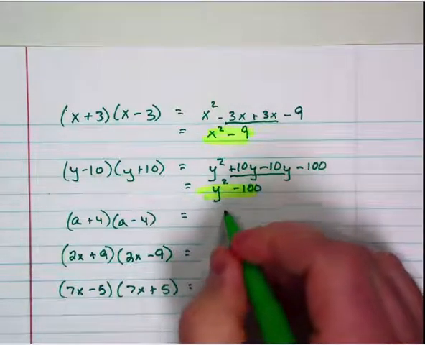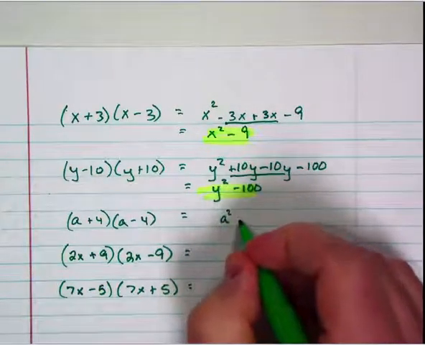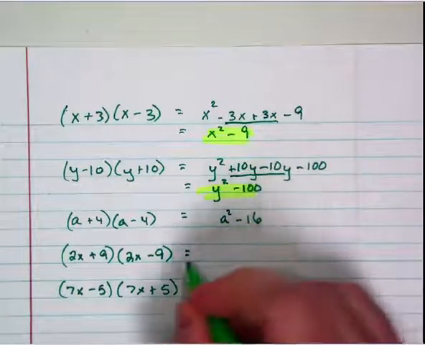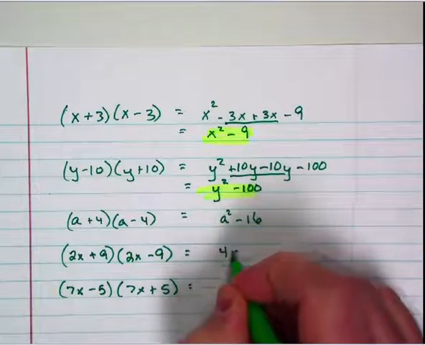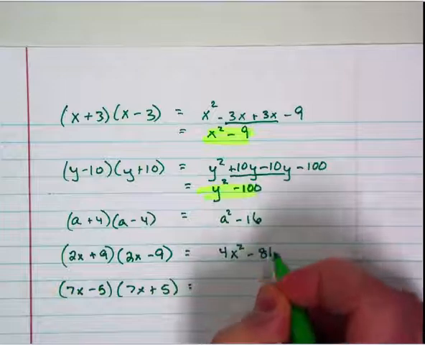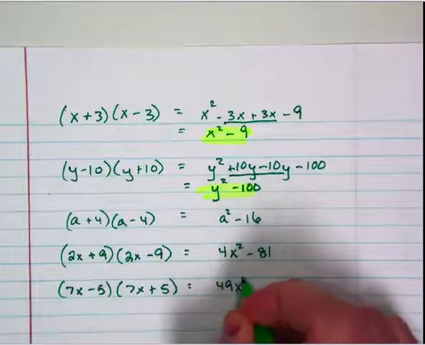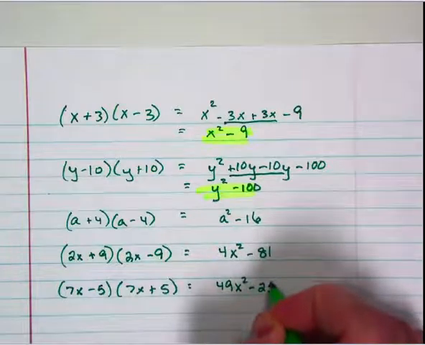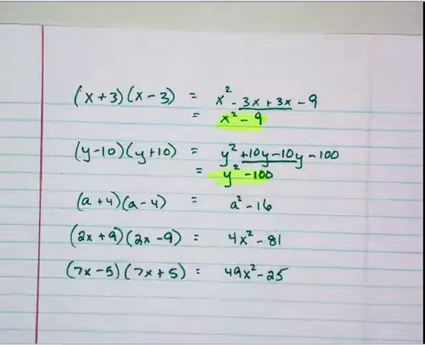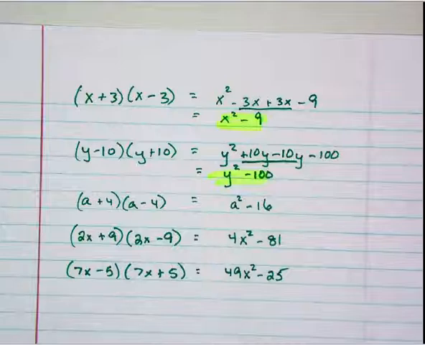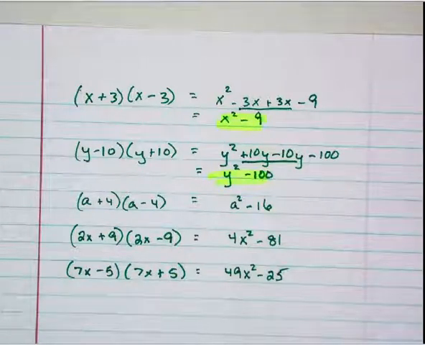So for the first one, I got a squared minus 16. For the second one, I got 4x squared minus 81. And for the third one, I got 49x squared minus 25. So if I look carefully at all those things, they ended up being binomials. And I'd asked earlier why. Why do you think that is?